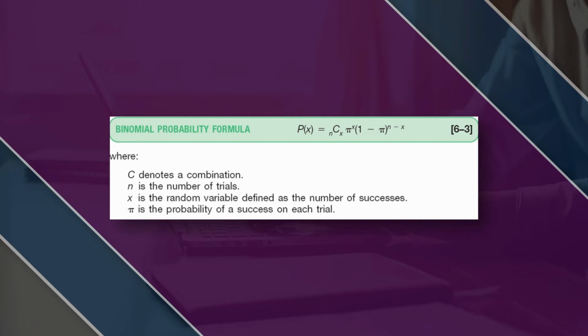So the binomial probability formula is quoted by P(x), and it is equal to the combination of n and x, times pi to the power x, multiplied by 1 minus pi to the power n minus x, where C denotes a combination, n is the number of trials, x is the random variable defined as the number of successes, and pi is the probability of success on each trial.